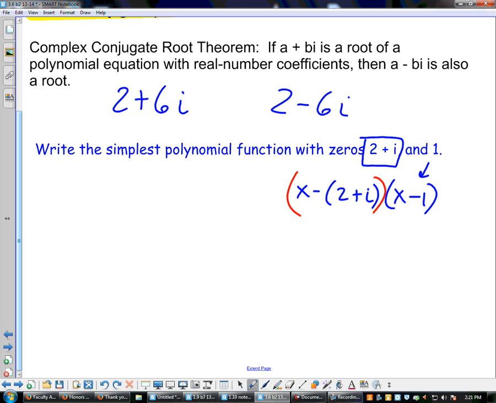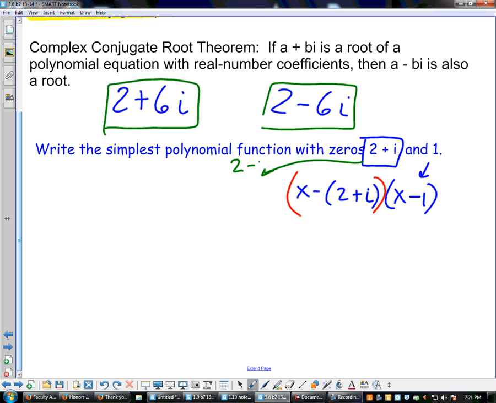It said that if 2 plus 6i is a root, then 2 minus 6i is a root. So if 2 plus i is a root, then 2 minus i also has to be a root. So let's write down the corresponding factor for that. So we would have to have x minus this 2 minus i root. So again, if you have 2 plus i is a 0, then 2 minus i has to be a 0. And that means you're going to have two factors, x minus the first one and x minus the second one. And don't forget we also had this 1 as a 0, so we had to write x minus 1.